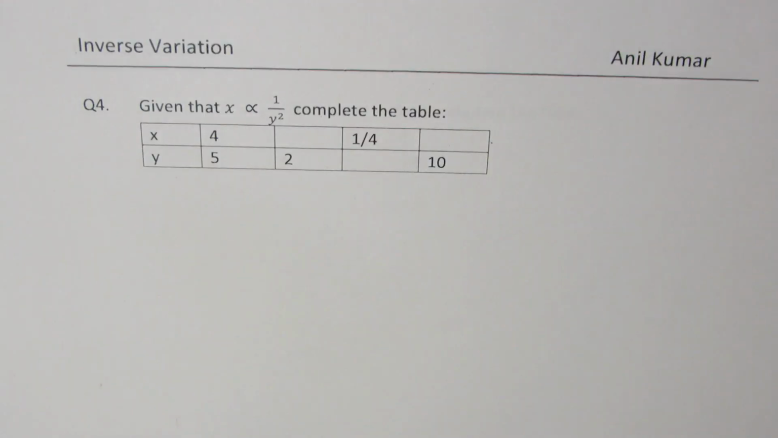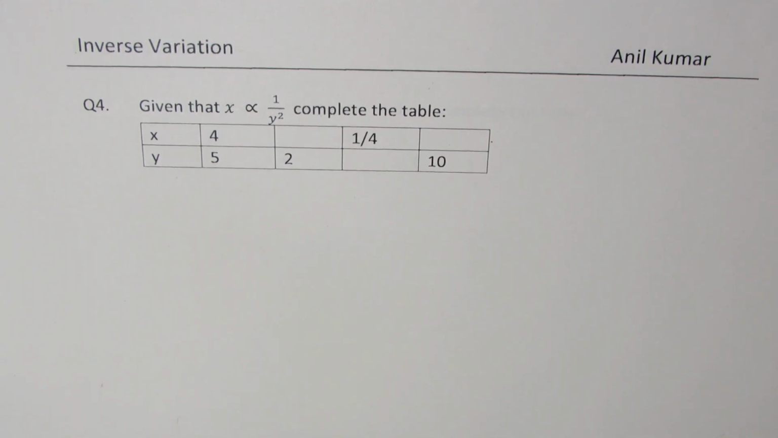Now let's take question number 4. Now here we have a table of values which we need to complete. Question number 4 is, given that x is proportional to 1 over y square, complete the table. I'd like you to pause the video, answer this question, and then look into my suggestions. Question number 4.